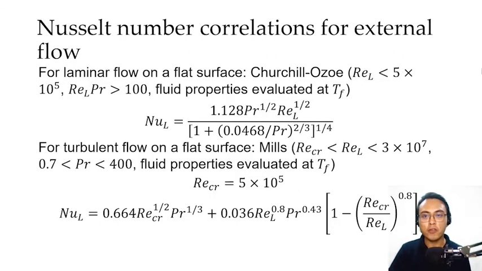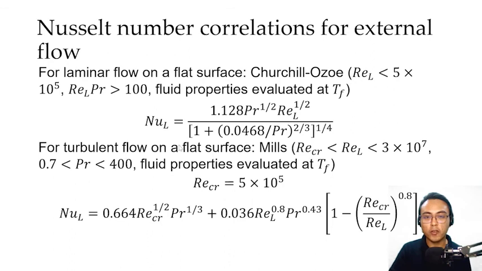We also have, for laminar flow on a flat surface, the Churchill-Ozoe equation. For flat surfaces, our threshold for the Reynolds number of laminar flow is not 2,100 like in the flow inside pipes. So for the Churchill-Ozoe equation, you can use it if the Reynolds number is less than 5 times 10 raised to 5 and the Peclet number is greater than 100. And you evaluate the fluid properties at the film temperature. This is the Churchill-Ozoe equation.